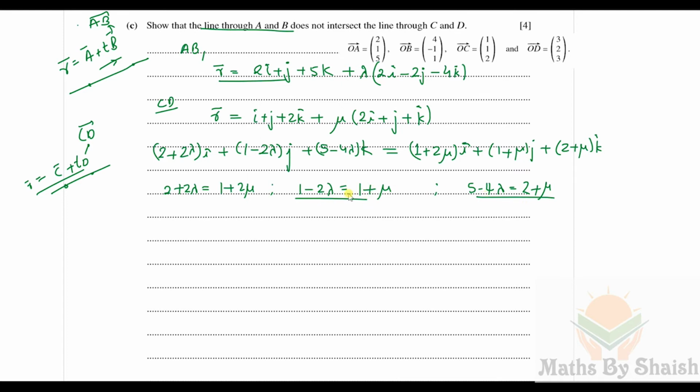we will get 1 minus 5, that is going to be minus 4, and minus 2 lambda plus 4 lambda becomes plus 2 lambda, and 1 minus 2 is going to be minus 1, and mu minus mu is 0. So we got 2 lambda is equal to, this minus 4 will come here, so it becomes 3. That's why lambda becomes 3 by 2.